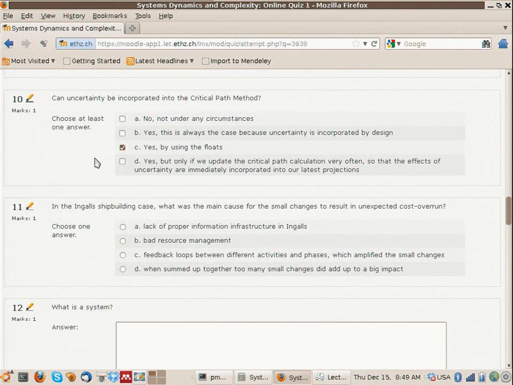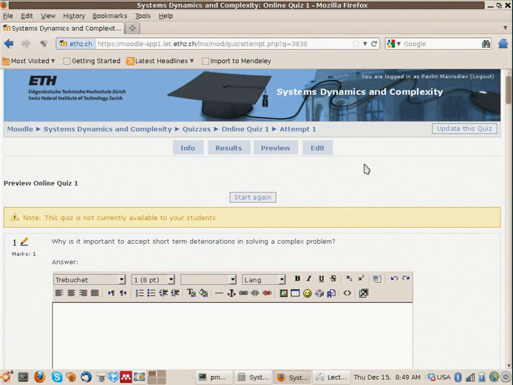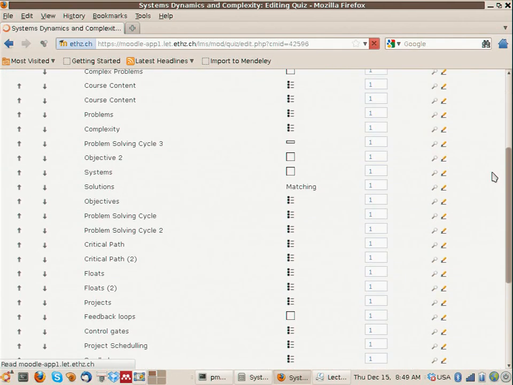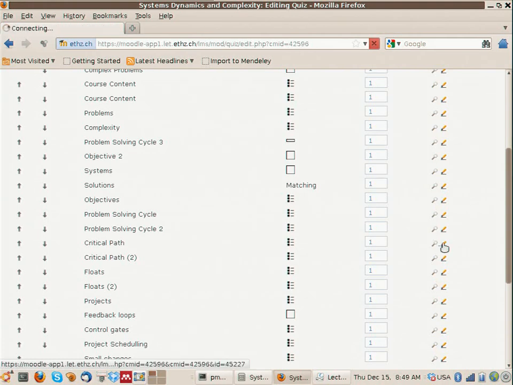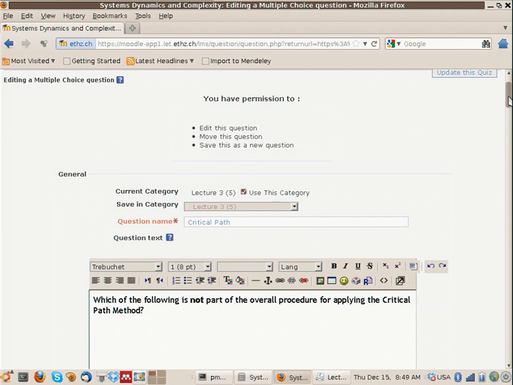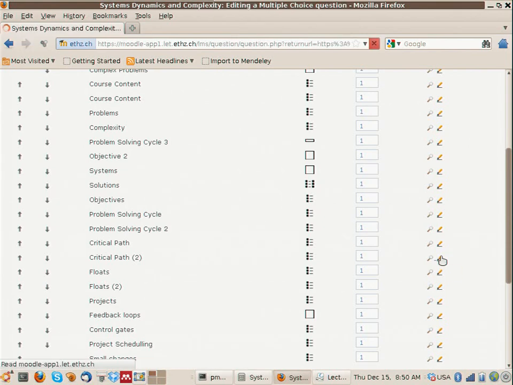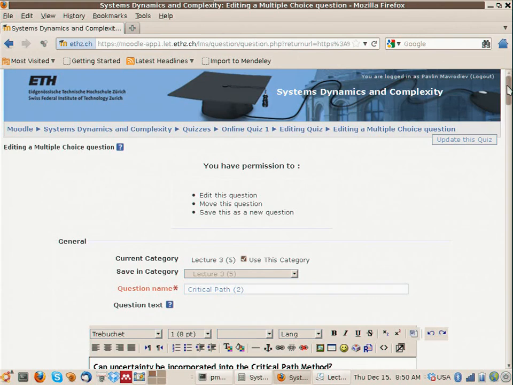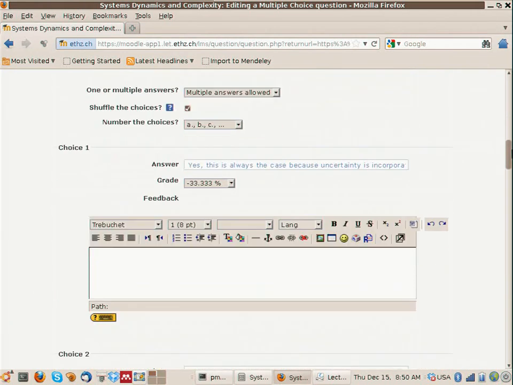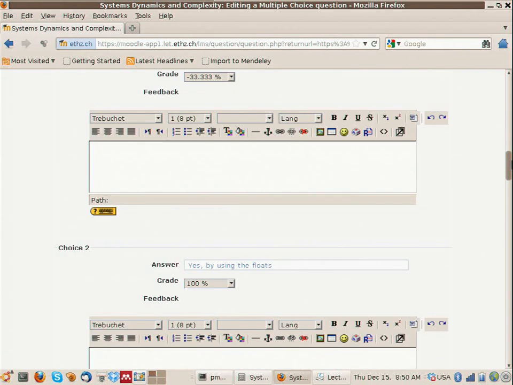I think there was only one right answer here. Is that correct? Let's see. So now you see how the quizzes are created. What is it? Critical path. Critical path 2. Yes. Critical path 2. Yes, there was only one correct answer. And this was my idea, to have uncertainty incorporated into the buffers, into the floats. But then some people thought, well, yes.